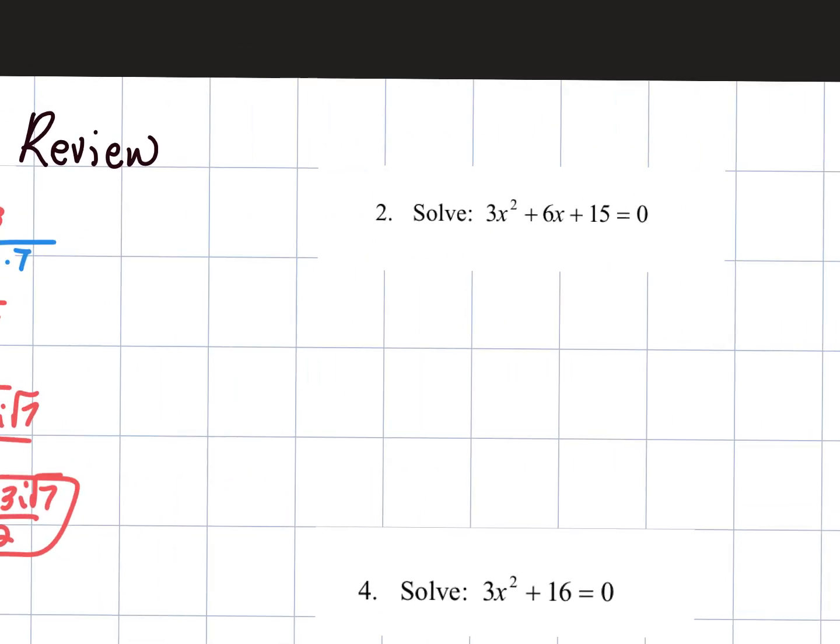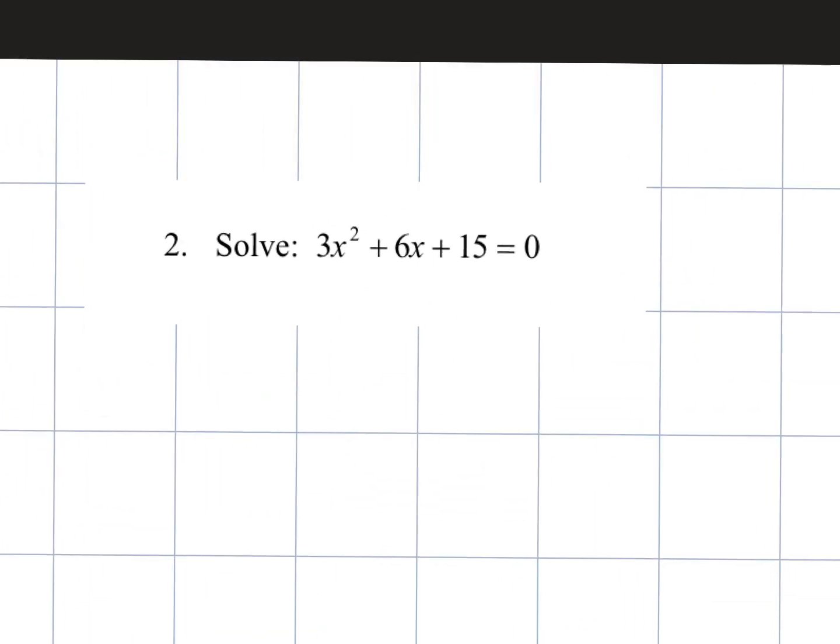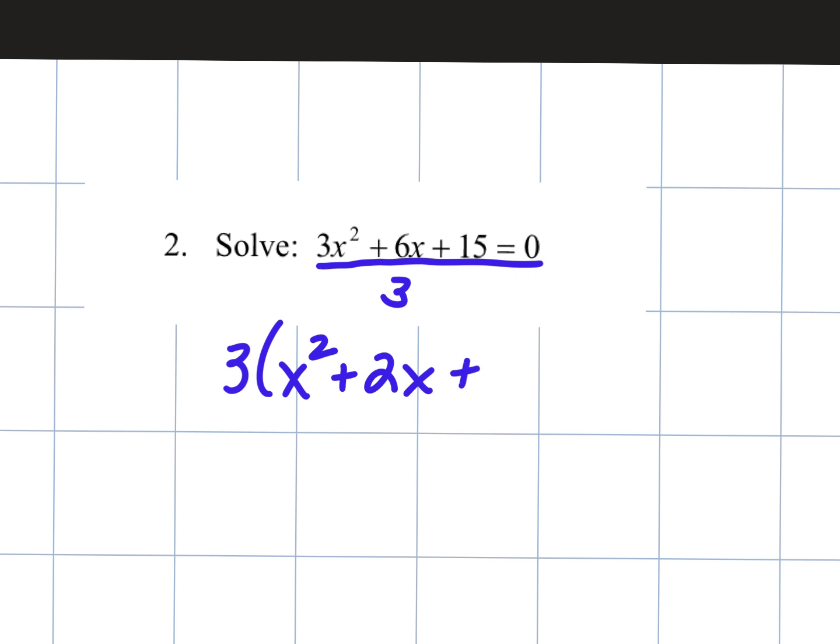All right, let's look at number 2. Okay, our next problem we come to, it says to solve. So the first thing I notice about this one, it's a quadratic. I have everything set equal to 0 on one side. I see that there's a GCF, so I'm going to go ahead and divide out my GCF of 3. So I have 3 on the outside here. I'm left with x squared plus 2x plus 5, and that equals 0.